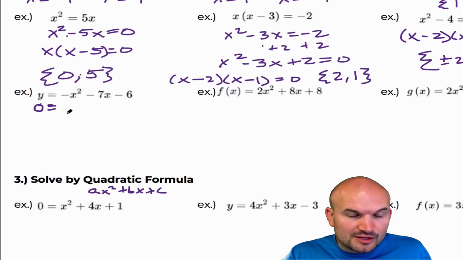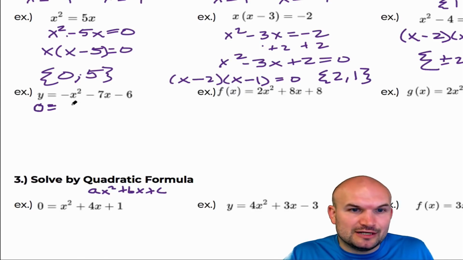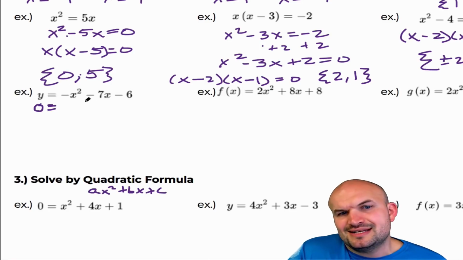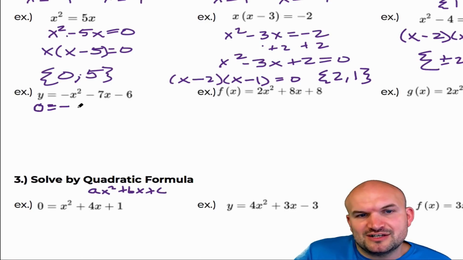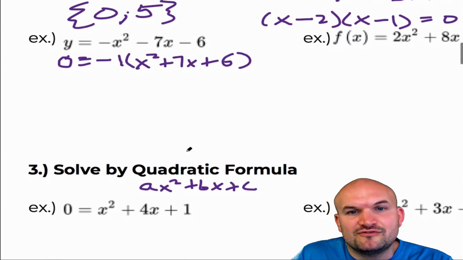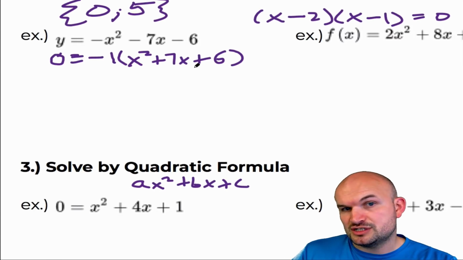Now, the first thing to do when you have an a that's not equal to 1, if it's a negative number or if it's another number, always look to factor it out. And when it's just a negative, the easiest thing to do would just be factoring out a negative 1. So by factoring out negative 1, I'm now left with x squared plus 7x plus 6. So remember, by factoring out the negative 1, that flips the sign of all of those expressions.